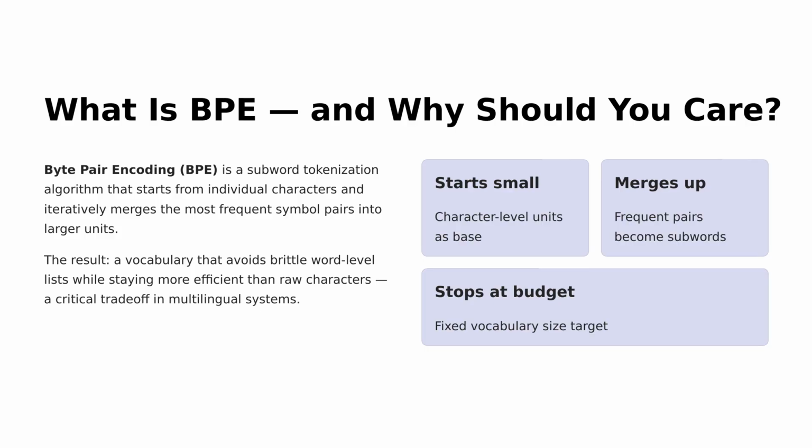Byte Pair Encoding, or BPE, is a tokenization method that builds words from the bottom up. It starts with individual characters, then repeatedly merges the symbol pairs that appear most often, creating common subwords. This continues until the vocabulary reaches a chosen size. The benefit is a practical middle ground, more flexible than fixed word lists, but much more efficient than treating every character separately, especially in multilingual systems.